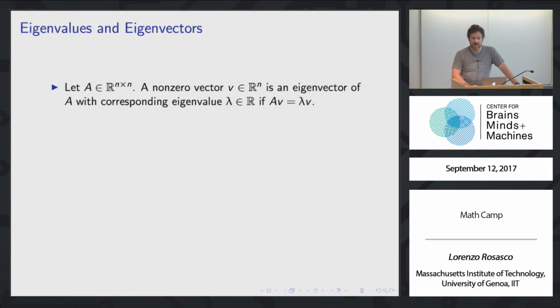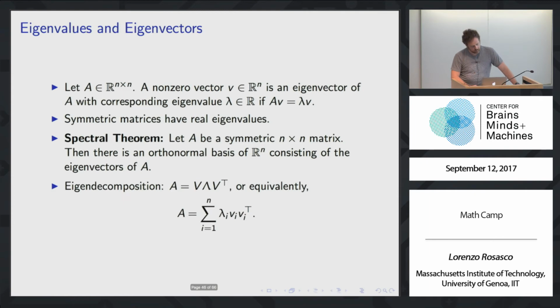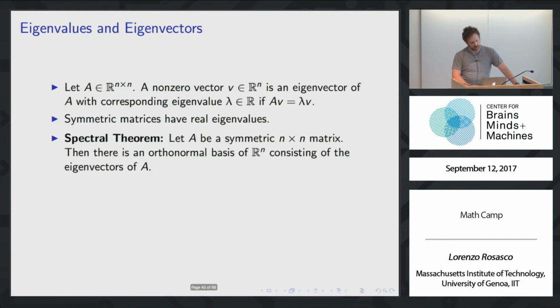If you're dealing with matrices, a notion that we're going to use all the time is the notion of eigenvectors and eigenvalues. And I'm assuming I don't have to repeat what these are. A couple of things that we might want to remember is that if a matrix is symmetric, when you look at the eigenvalues, they're all real. Okay? And another thing that we often use is the eigendecomposition.